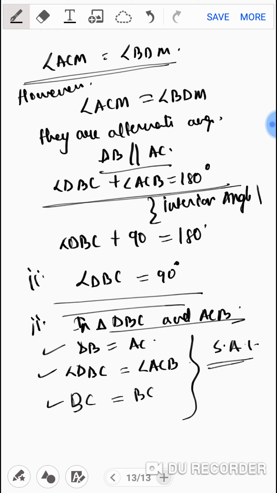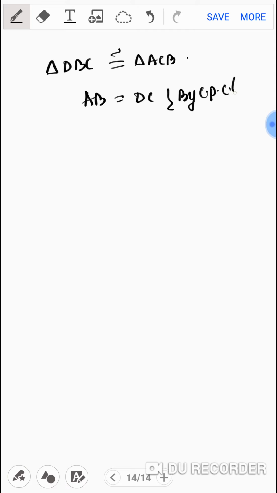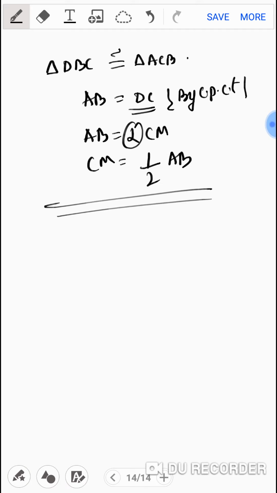Clear? Once you got that triangle DBC is congruent to triangle ACB, can I say AB is equal to DC by CPCT? Once I got this, can I write DC as twice CM? Will that work? Yes, because M is a midpoint, so I can write this. So CM is equal to this divided by 2. If it goes here, it will be half of AB. Clear? So your fourth point is also proved.